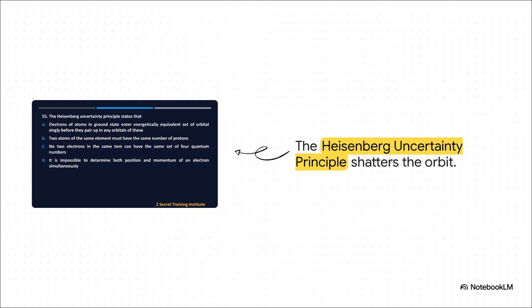Yeah, the dream of the perfect orbit was completely shattered by Werner Heisenberg. Look at this question here. The Heisenberg uncertainty principle states that it is impossible to determine both position and momentum of an electron simultaneously. Basically, if you know exactly how fast an electron is moving, you completely lose track of where it actually is. Because of this, we had to abandon Bohr's rigid orbits, and instead we embraced orbitals, which are really just 3D probability clouds where an electron is likely to be found.